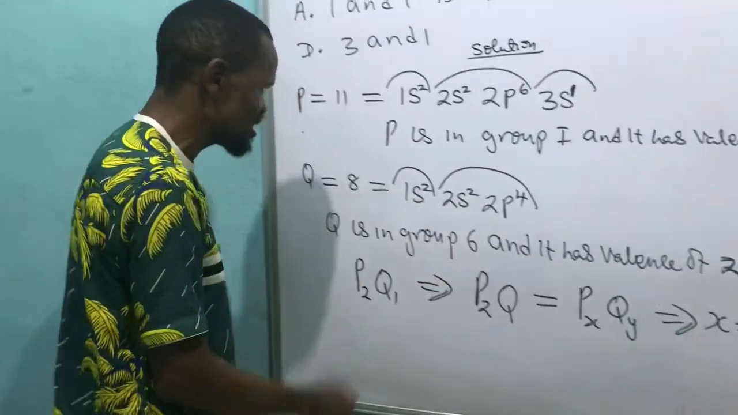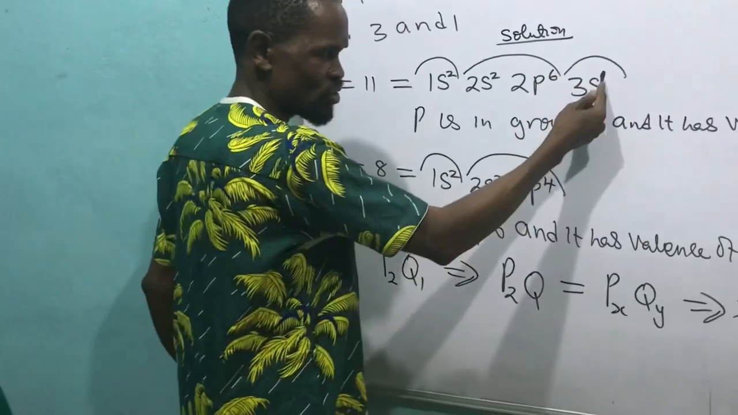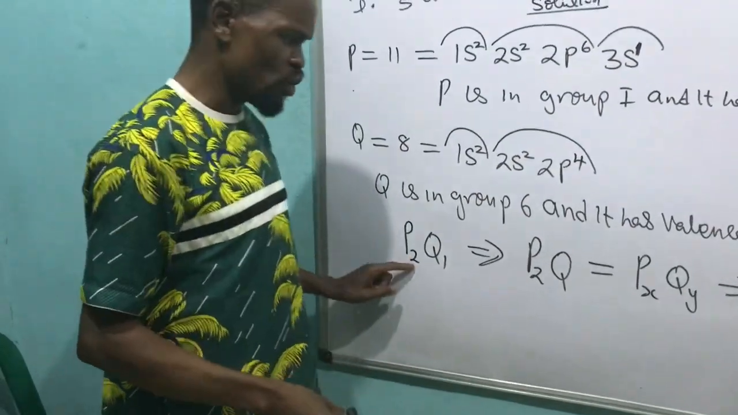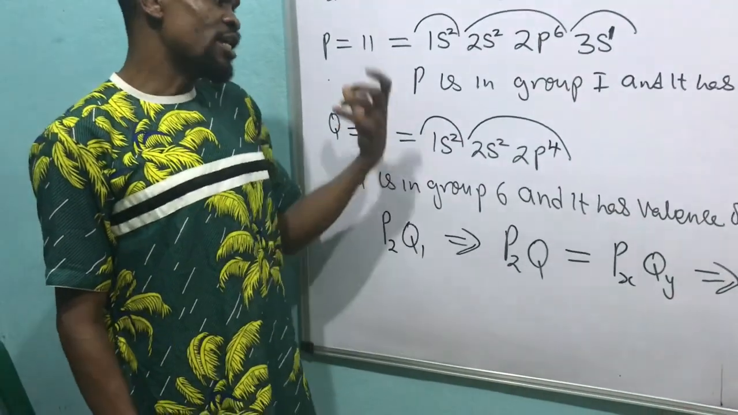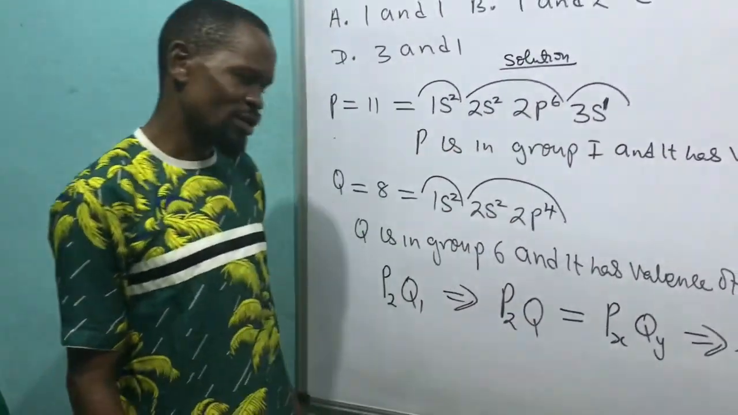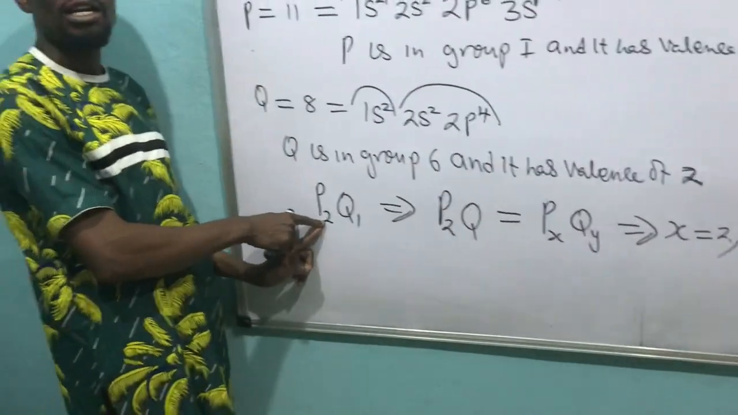Come back to what I said here again. Can we explain this more? I said P can give out 1 electron, and Q requires 2 electrons. If P is going to give Q electrons, that means P has to double itself. That's what we do here. He doubled himself.